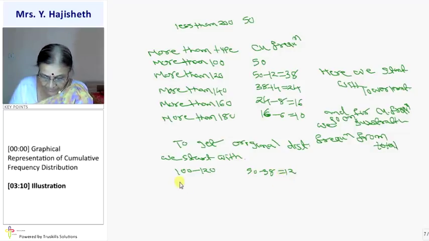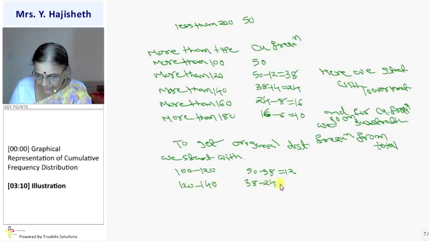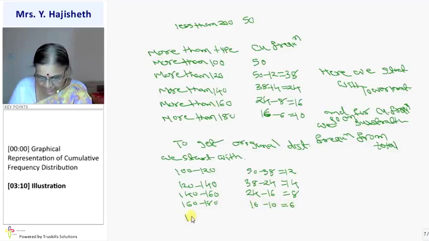फिर 120 टू 140 उल्टा सुल्टा दोनों सिखाया तो 38 माइनस 24 आएगा तो 14. फिर 140 टू 160 लेंगे तो 24 माइनस 16 तो 8. देन 160 टू 180 लेंगे तो 16 माइनस 10 तो 6. एंड 180 टू 200 लेंगे तो इट इज 10. क्लियर.